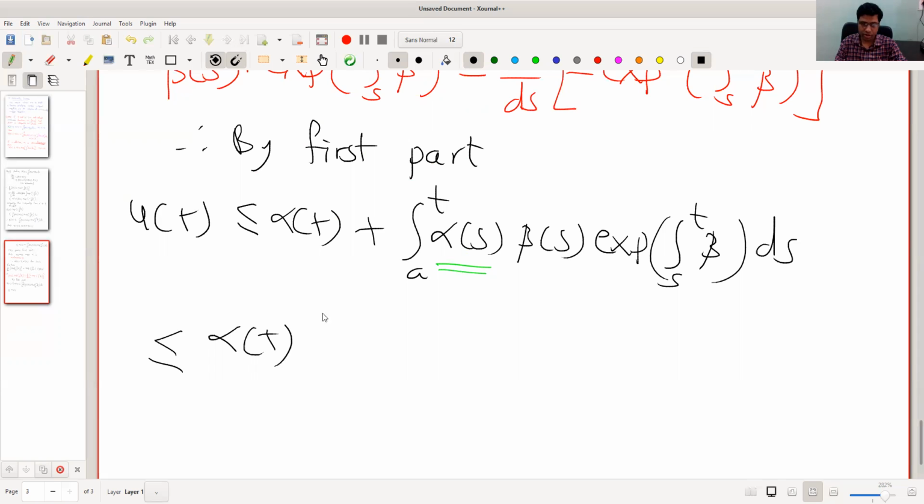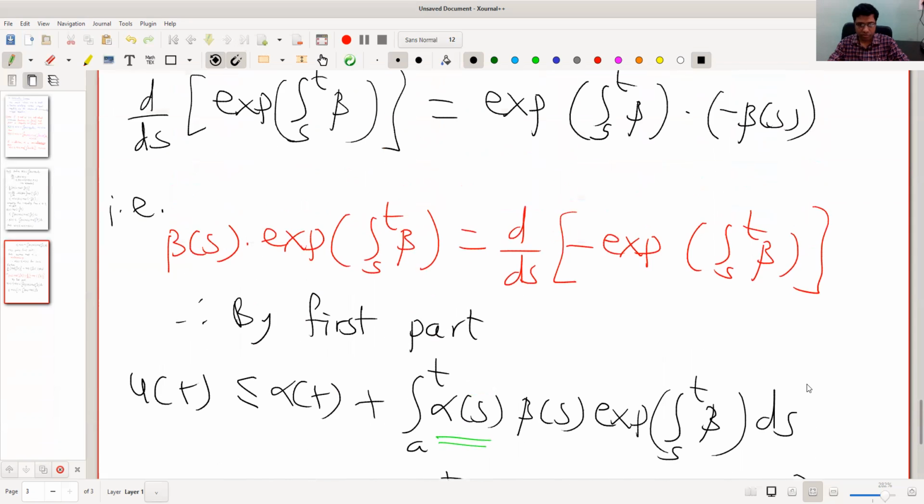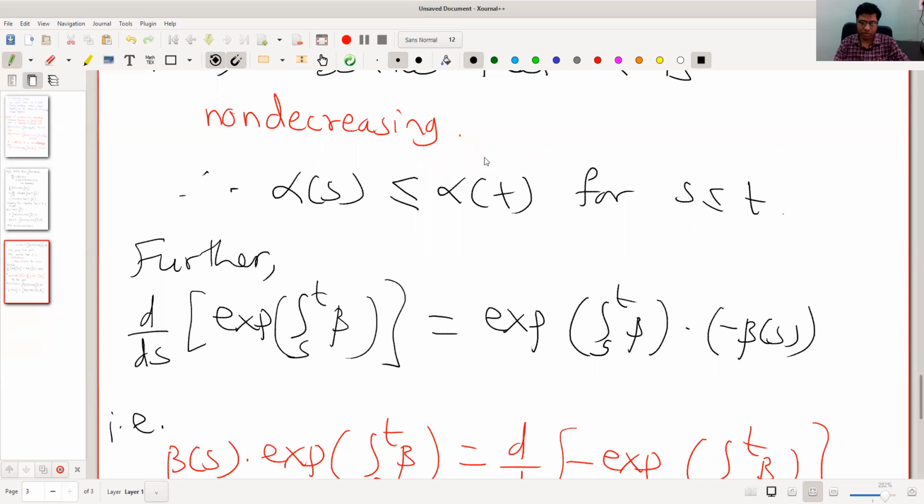Okay, we may take common into 1 plus. Okay, we are writing this alpha of s is less equal alpha of t and it is taken outside this square bracket as a common. Okay, so plus integral from a to t beta of s into e raised to integral s to t beta ds. Okay, so here we use this thing. Okay, alpha of s is less equal alpha of t.